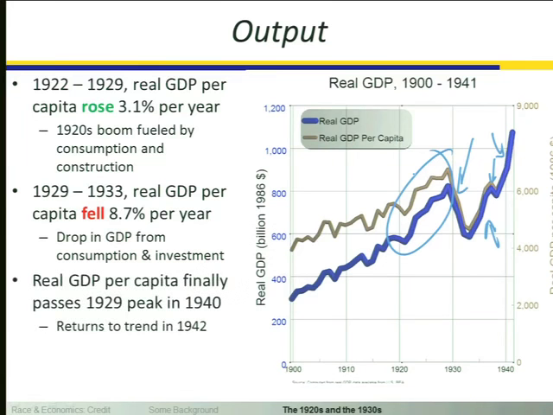Real GDP per capita doesn't hit its previous peak until 1940, and it doesn't return to trend until 1942. So that's why it's the decade of the Great Depression, because it takes a full decade plus to return to previous peak and then a little bit more to return to previous trend.